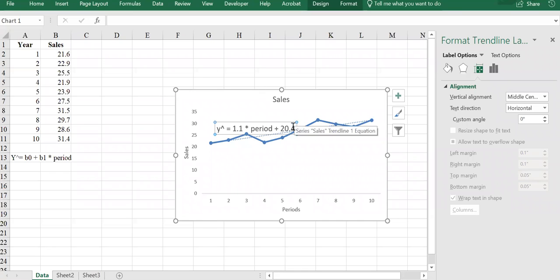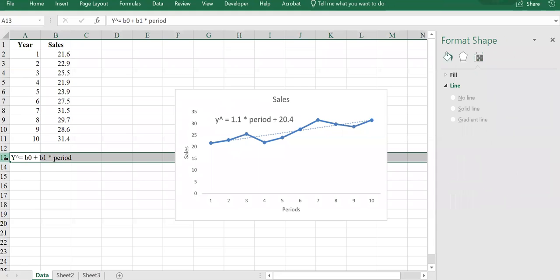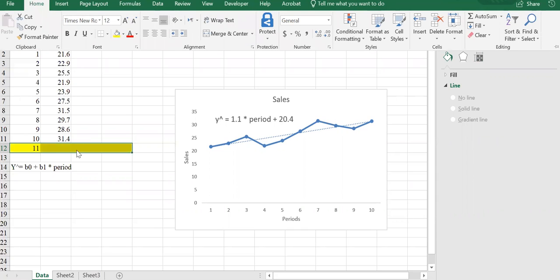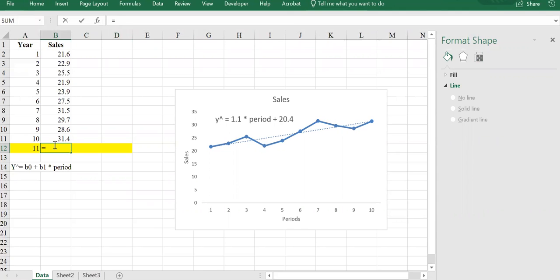So this is actually the equation that helps us to make a trend forecast. Now, if you want to make a forecast for the next year, year 11, you just need to plug it in here and then get the estimated value for the next year. So if I want to do that for year 11, in order to come up with the forecast for this year, we just need to put 11 here instead of period and get the number.